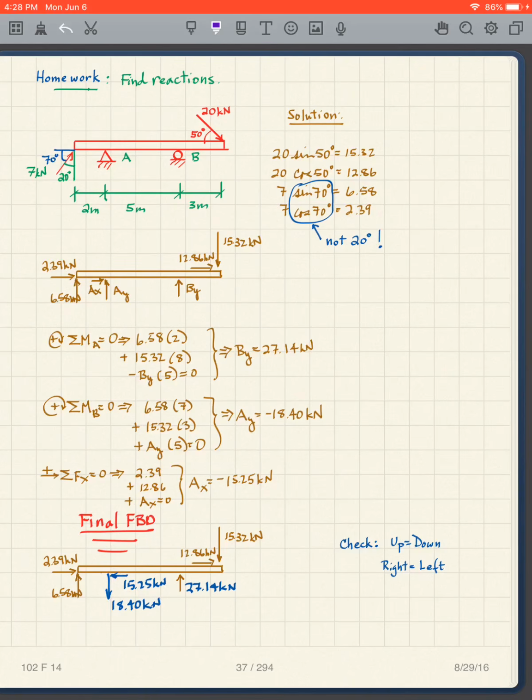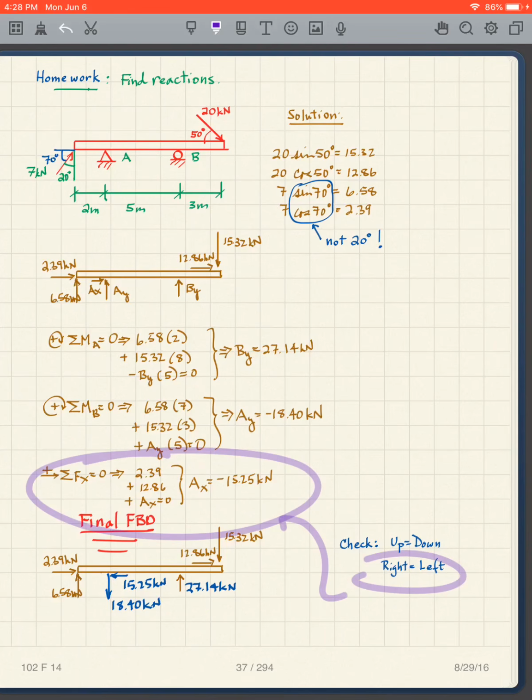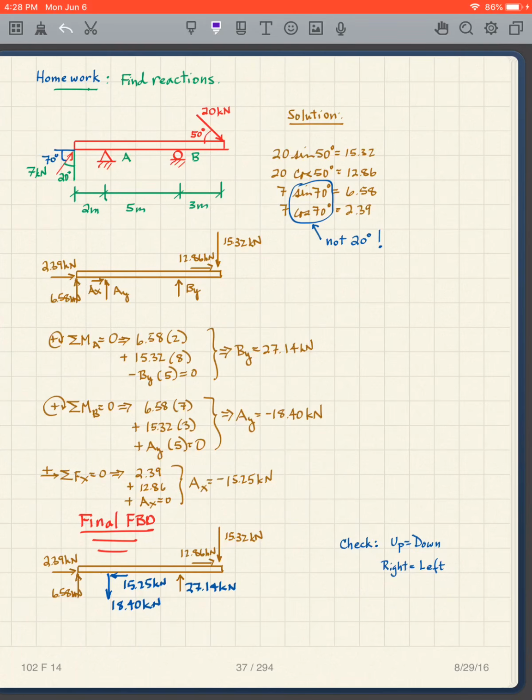And if I look at this, I'm not going to go through it, but I can check it, and I can see that my up force is equal to down forces, my right force is equal to my left forces. This is not a true check here, because that's what we did here. So it's not a real check. The other one is a real check, but this one is a slight check, a little bit of a check on your math and on your drawing.